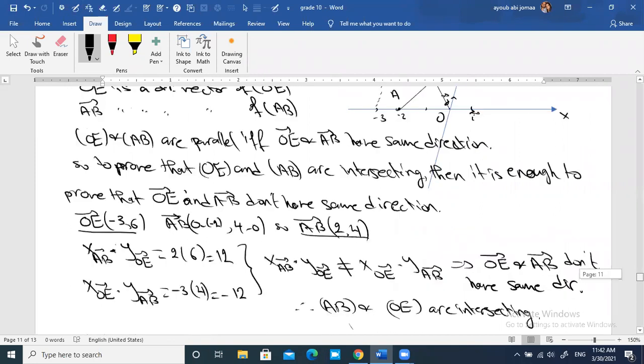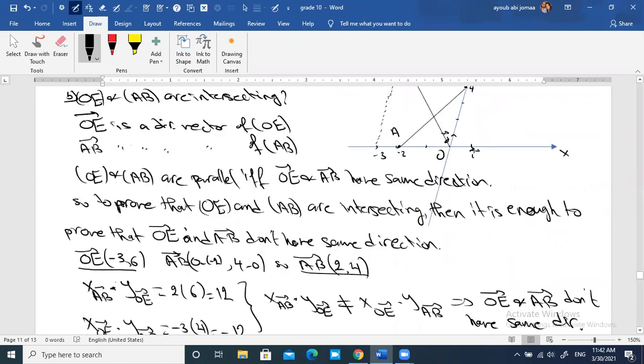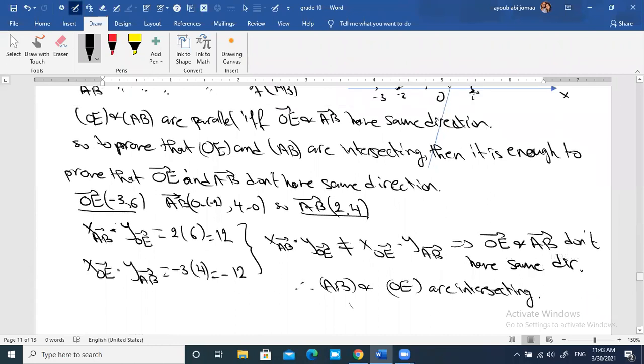To prove that two vectors have the same direction, apply the rule. Components of vector OE, components of vector AB, multiply: x of AB times y of OE, and x of OE times y of AB. The first one is 12, the second one is -12. They are not equal, then the two vectors don't have the same direction, and hence the lines are not parallel.